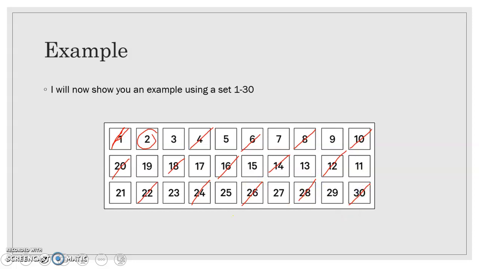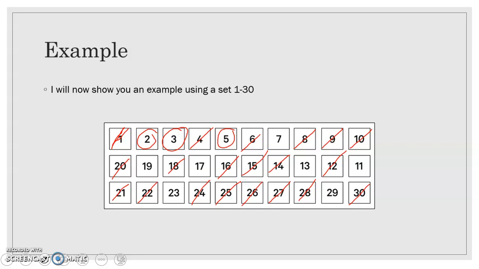Now we move on to the next prime number, which is 3. So then we go on to cross out all multiples of 3. And you have to ignore the ones that are already crossed out, like 6, 9, 12, 15, 18, 21, 24, 27, and 30. Now we move on to the next prime number, which is 5. So we cross out all multiples of 5. So 10, 15, 20, 25, then 30.